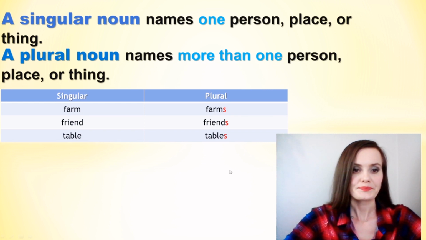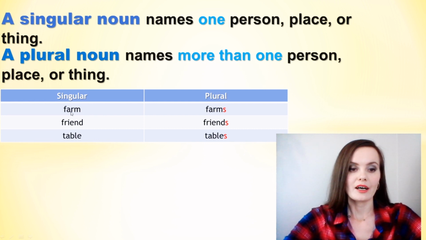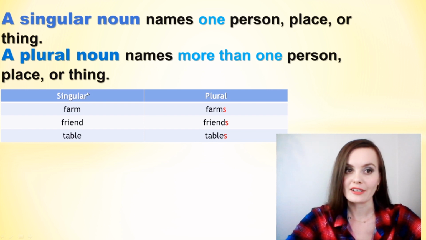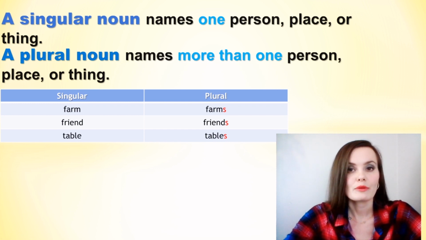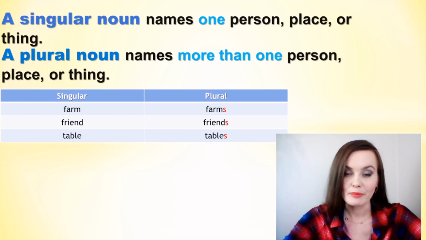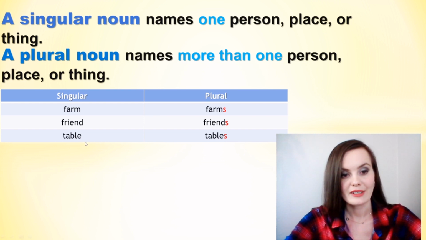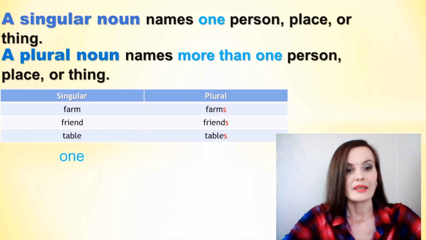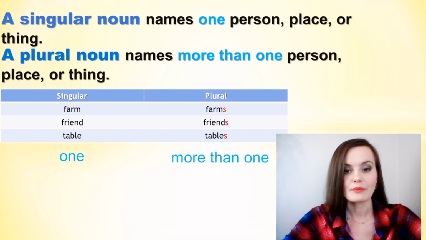So let's look at this table and let's look at the examples. We have the noun farm. A farm means one, right? So it means that it's singular. It's a singular noun. But if you say farms, it's going to be a plural noun because we are talking about two or more farms, right? If I say a friend, it's a singular noun. But if I say friends, I have many friends, it's a plural noun. If I say a table, it's a singular noun, but tables, it's a plural noun. So, singular means one, plural means more than one.